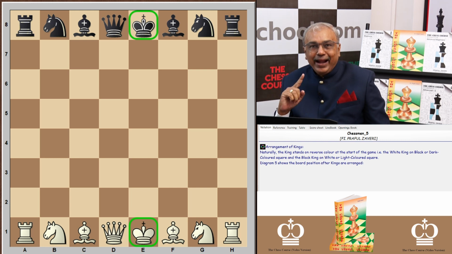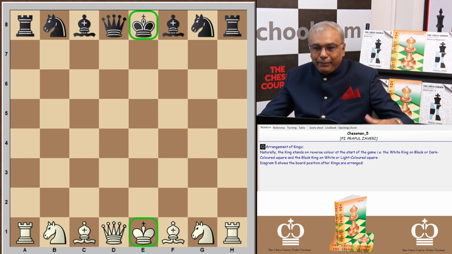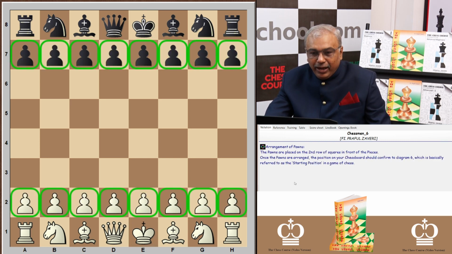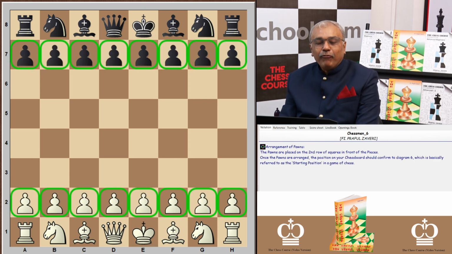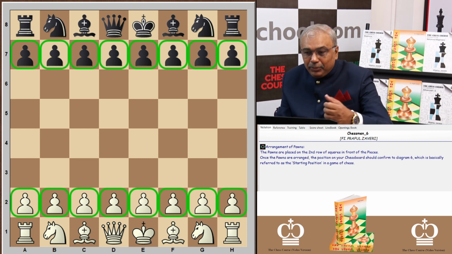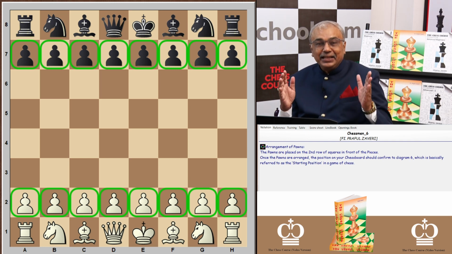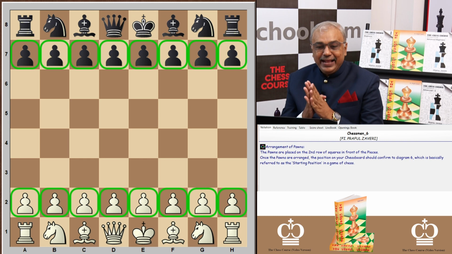That means white king on black color and black king on white color. With this, the first row is complete, and this is the way the pieces are arranged. Now we come to the second row. Of course, we know that the pawns are placed on the second row of squares in front of the pieces. Once the pawns are arranged, the position on your chessboard will conform to this diagram, which is basically referred to as the starting position in a game of chess. It means you are now ready to play a game of chess.